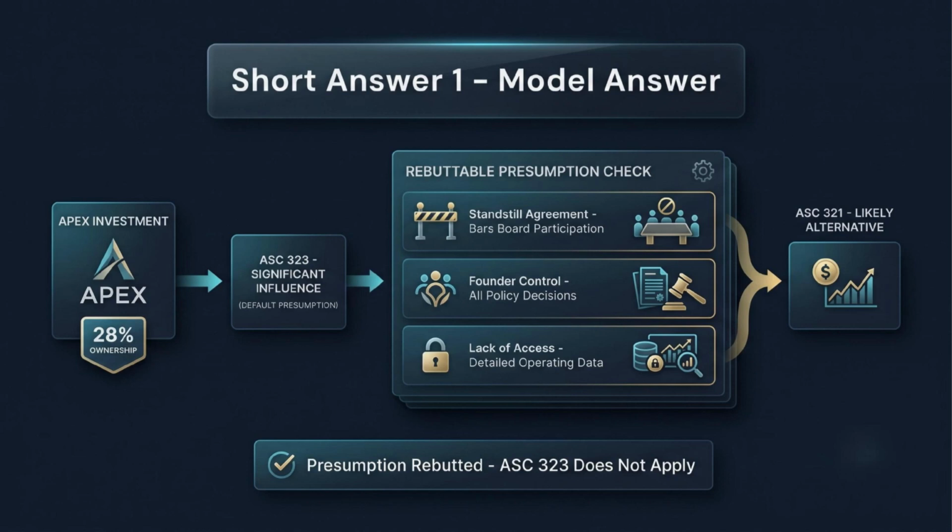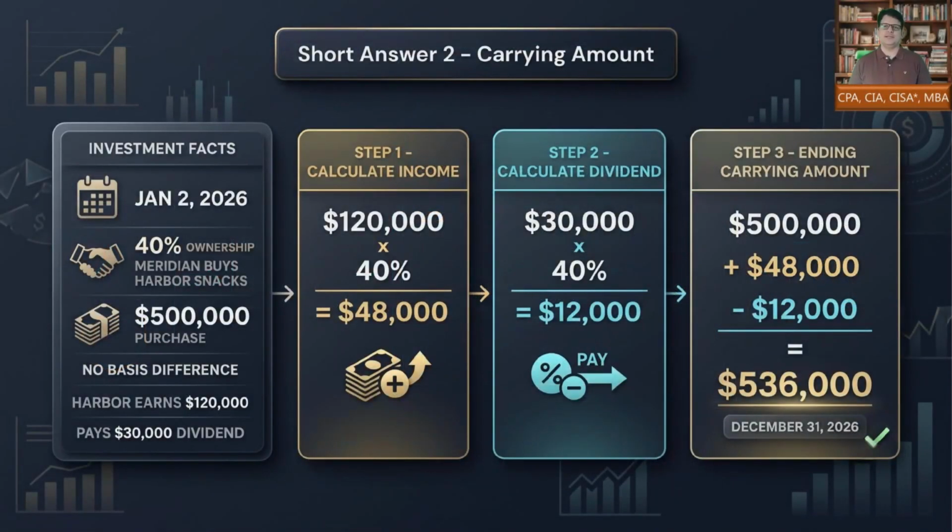Here, the standstill agreement blocks board participation, the founder group controls all policy decisions, and Apex lacks access to detailed operating information. Those facts rebut significant influence. Therefore, ASC 321 may remain the applicable model if no other standard applies. This is a strong short answer because it gives a conclusion, cites the relevant facts, and identifies the likely alternative model. Short answer 2 tests the basic carrying amount mechanics.